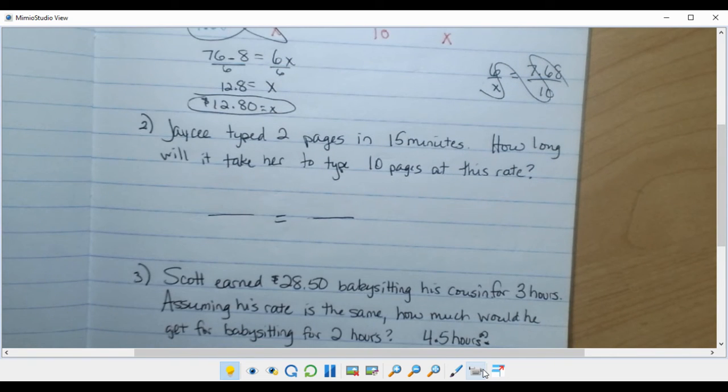Okay. JC typed 2 pages in 15 minutes. How long will it take her to type 10 pages at this rate? Now, I know you just all multiplied that by 5 in your head. I get it.